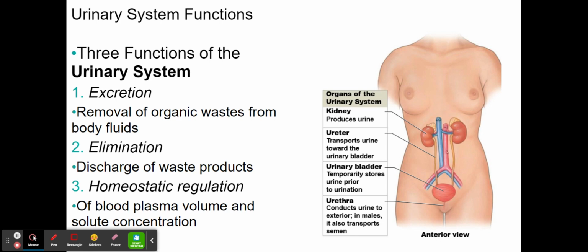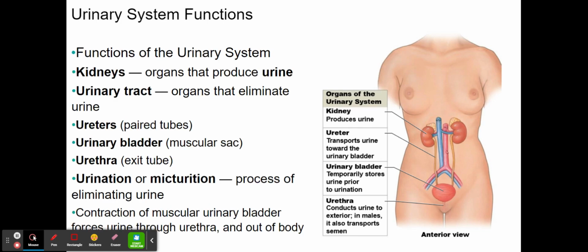The urinary system has three major functions. 1. Excretion, which is the removal of organic waste products from body fluids. 2. Elimination, which is the discharge of these waste products into the environment. And 3. Homeostatic regulation of the volume and solute concentration of the blood. The organs of the urinary system include the paired kidneys, the paired ureters, urinary bladder, and the urethra.